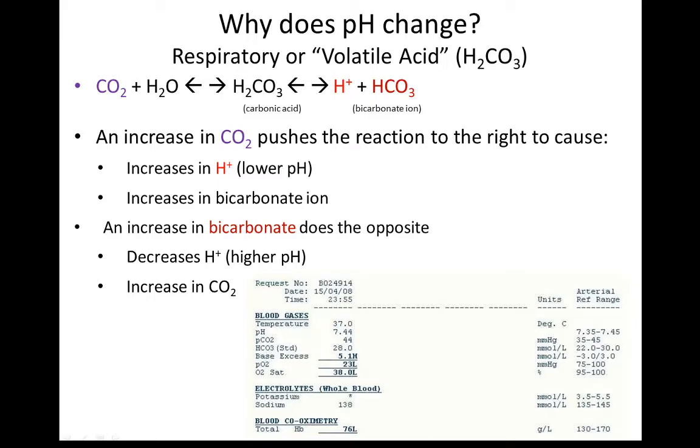So the slide shows you a sample of an ABG result. Based on this information, you will soon be able to determine the cause of an acid-base imbalance. And then in later courses, you're going to learn how acid-base imbalances are corrected.